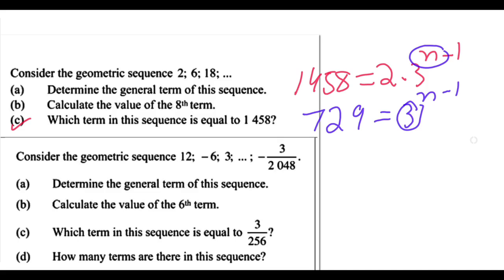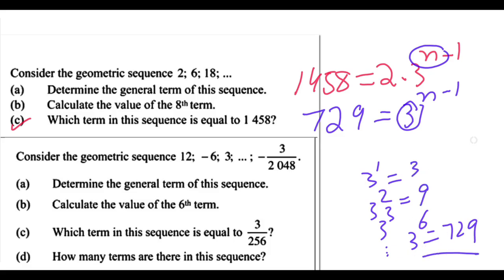3 to the power 1 is 3, 3 to the power 2 is 9, and 3 to the power 3, 3 to the power 4, 3 to the power 5, until we get 729. When I use 3 to the power 6, my answer becomes 729. So you must remember to go 3 to the power 1, 3 to the power 2, and so on until you get the answer 729. So we're going to use this power, 3 to the power 6.